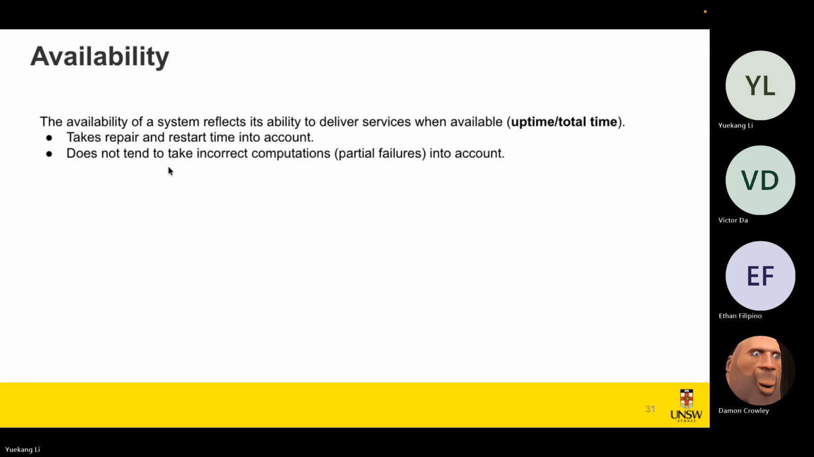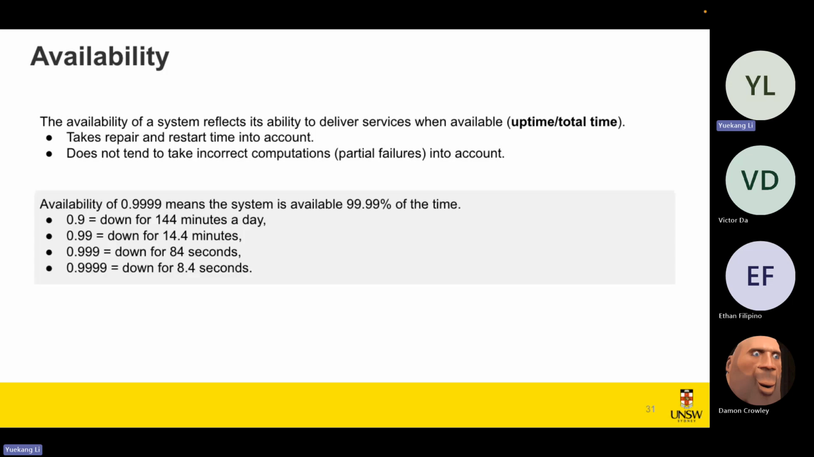And we don't care about the incorrect computations. It means that the service is available, but it could be buggy or faulty, and we don't care about the bugs or faults. We just care about whether it is accessible by the user or not. So even if it may malfunction, we still count it as available. So this is availability. We just care about whether the service is up or not, right? Whether the service is there or not.